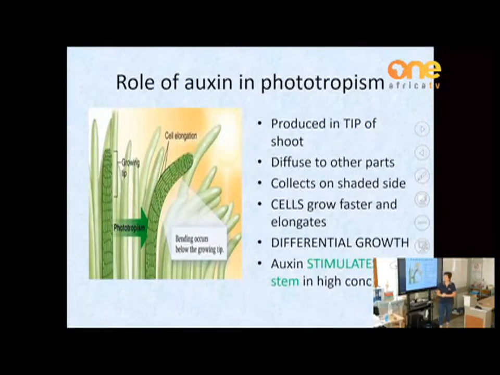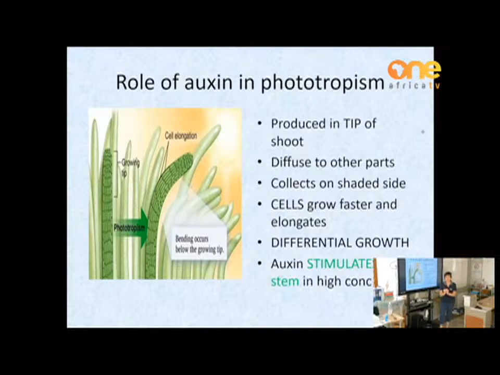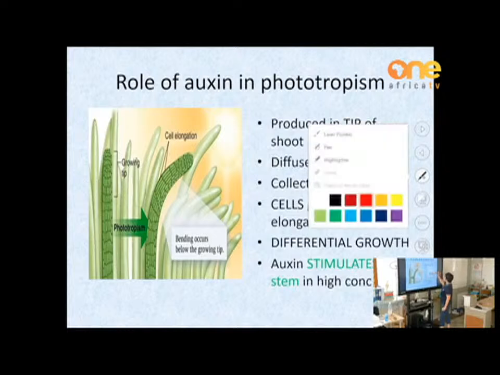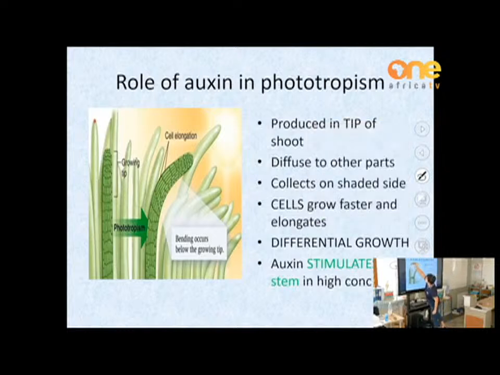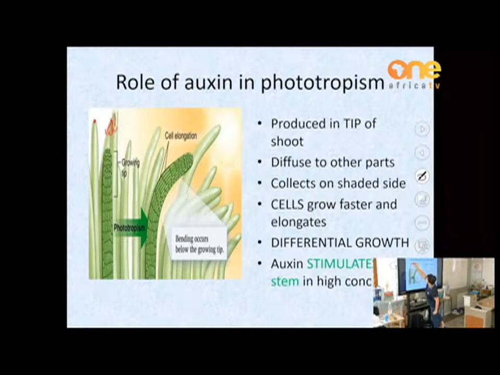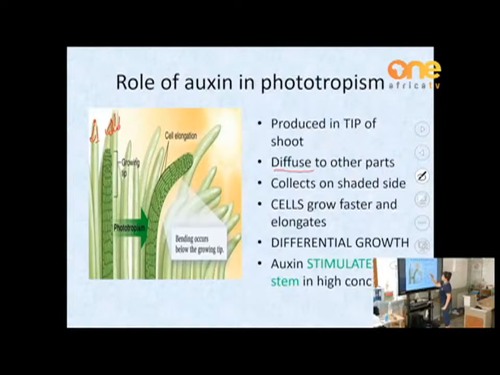Now, it is important to understand what makes this growth possible into one direction. Perhaps you have heard it in the video. When the auxin is produced in the tip of the shoot, the auxin will diffuse down into the cells. But more auxin will collect on the shaded side. So if light is coming from this side, more will collect on the shaded side.